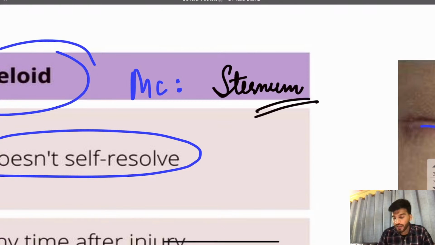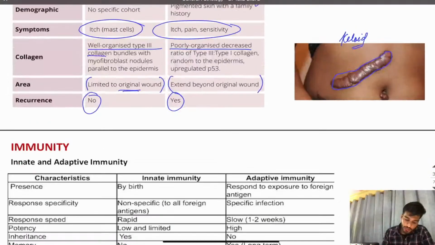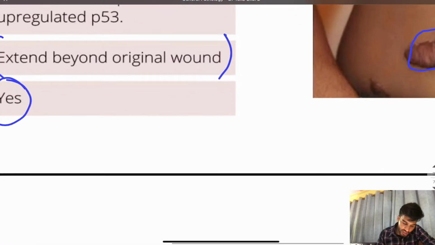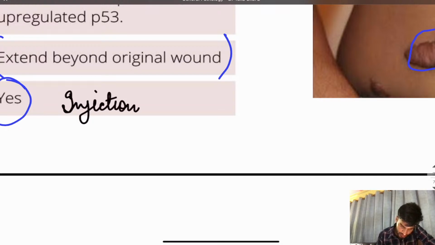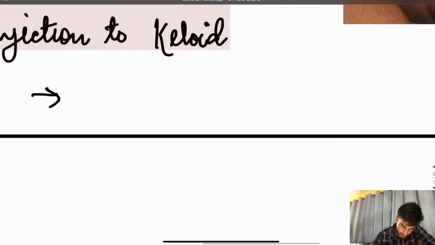Where is it seen mainly, guys? It's seen on the sternum. And what is the treatment for the keloid, guys? We give an injection directly to the keloid, called triamcinolone. Injection to keloid, triamcinolone.